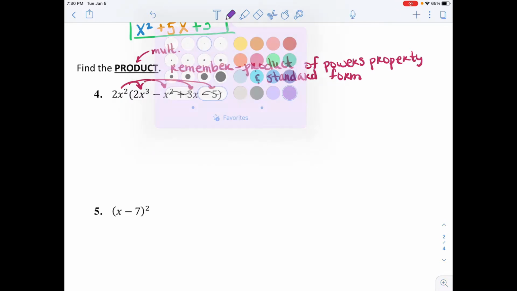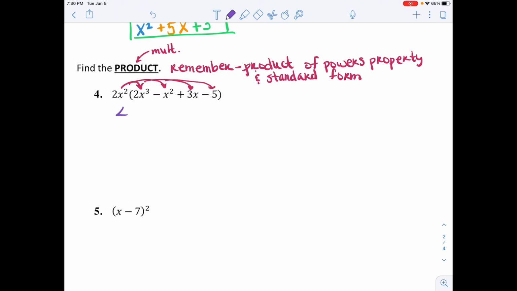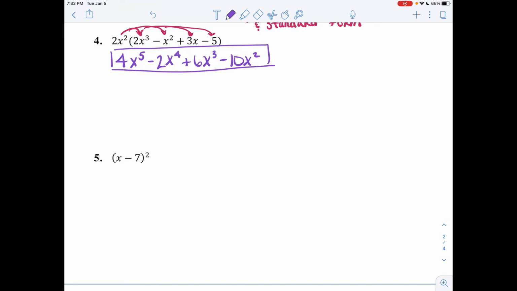When we do that, we're going to get 2 times 2 is 4. And then remembering our product of powers property, that says that we add our exponents. So a 2 and a 3 is going to give me an x to the 5th minus 2x to the 4th, because 2 plus 2 is 4 on those powers, plus 6x to the 3rd, and then minus 10x squared. There are no like terms to combine. I have a 5, a 4, a 3, and a 2, so we're done.